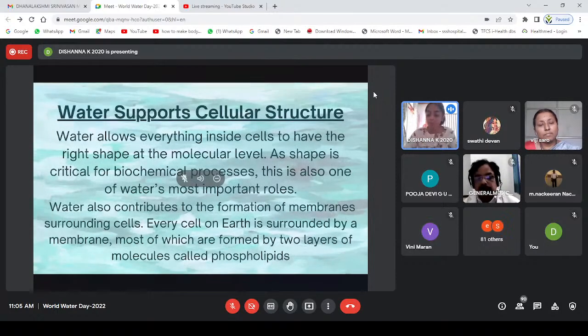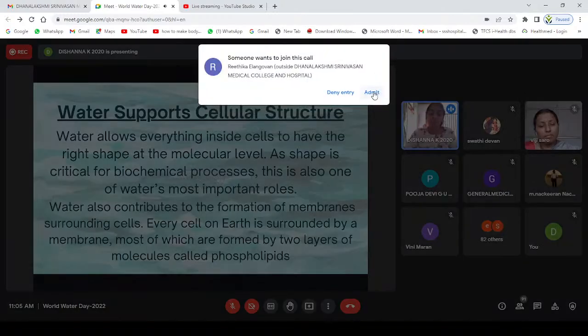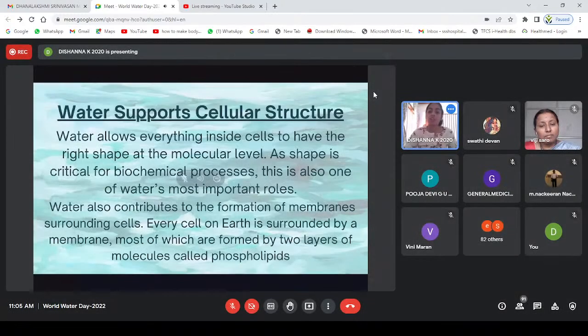The next important property of water is that it supports cellular structure. As we all know, the major constituent of cells is water. Water allows everything inside the cells to have the right shape at the molecular level. As shape is critical for the biochemical processes, it is also one of water's most important roles. It contributes to the formation of membranes that surround the cell.